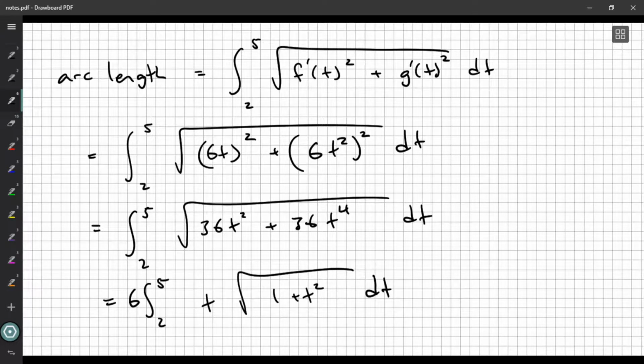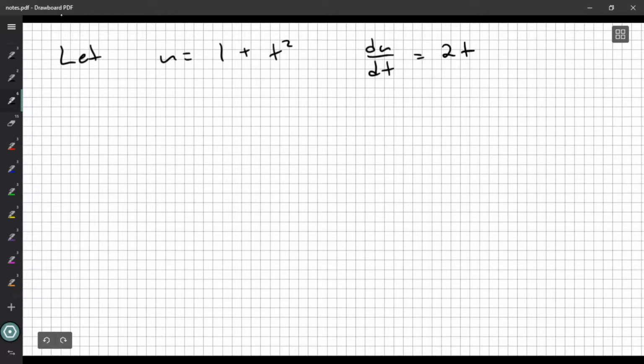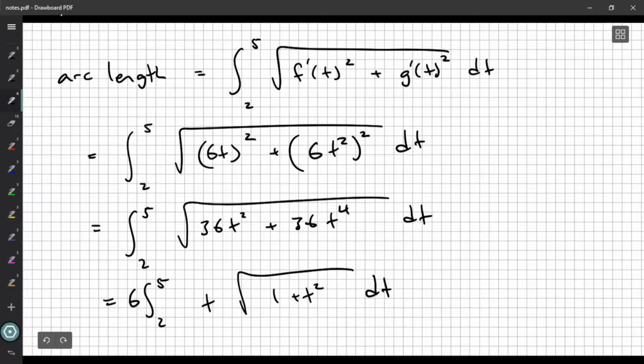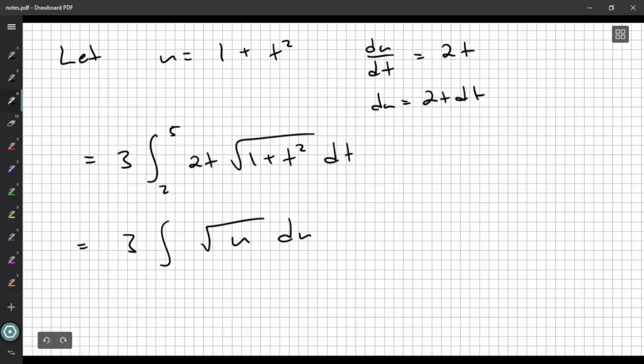What we can do is use a substitution. So we're going to let u be 1 plus t squared. du by dt is going to be 2t. And so we can borrow the 2 from the 6, and then we see we've got 3. And it'll just turn into a square root of u du, because these parts combine to make our du.